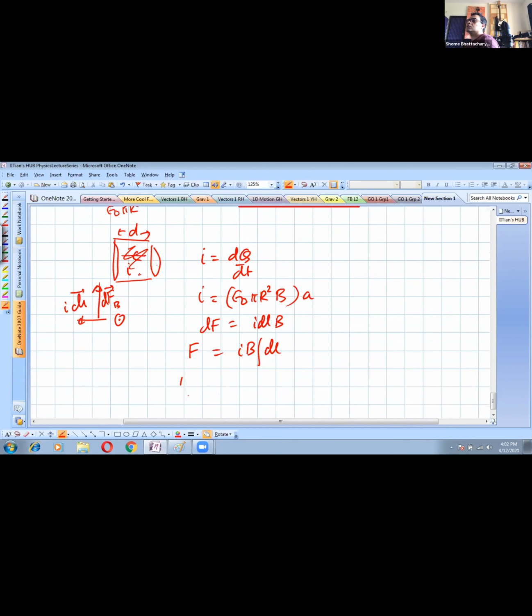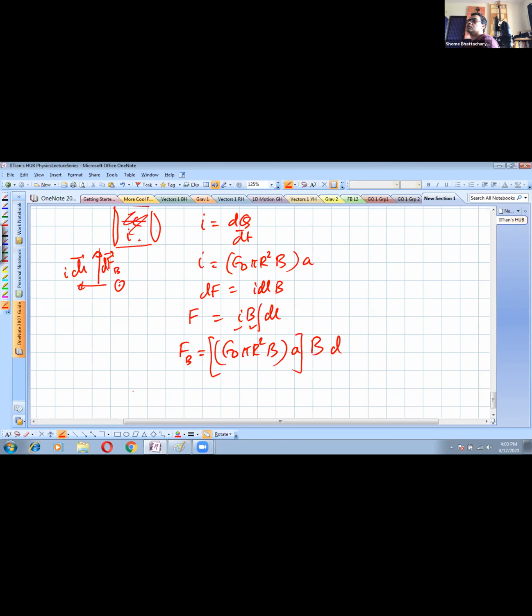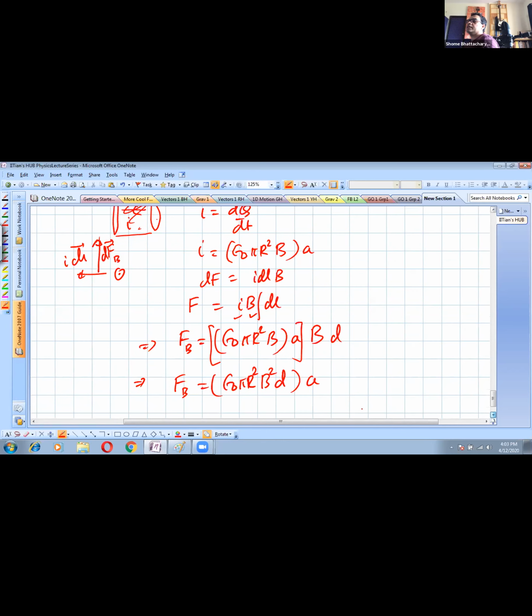So your magnetic force becomes this current, which we had written here, epsilon naught pi r square into B, into B, so this is just the current. So IB into this integration of dl, which is d. That is what it tells you: your magnetic force at any instant, as a function of the instantaneous acceleration, is epsilon naught pi r square B square into d into the linear acceleration. So this is what the answer to the second part should be.